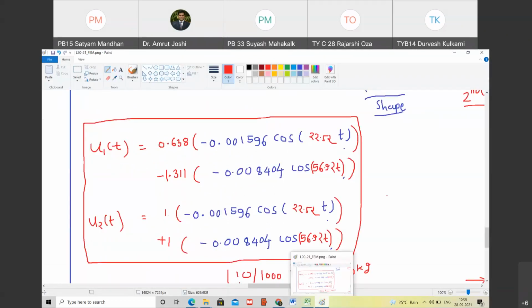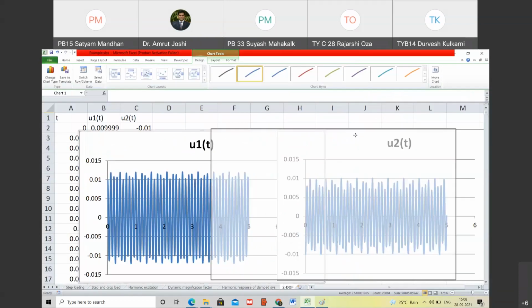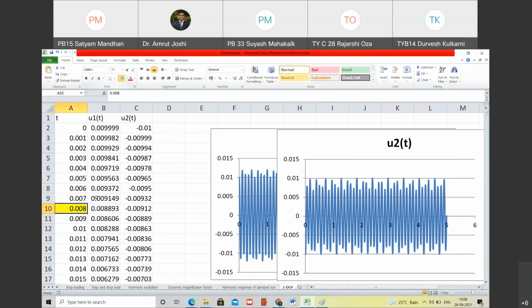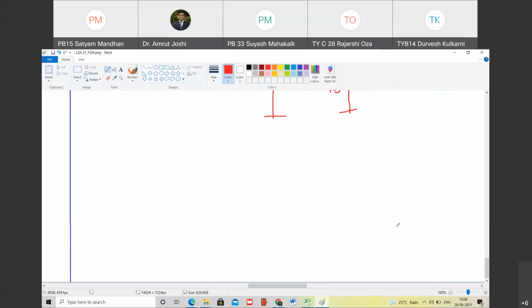Now, what I mean will be clear if we consider a particular instant of time. So let us do that exercise. Let me consider time instant 0.008. U1 in this case is 0.008893. Do you agree with me? And U2 is minus 0.000912. Happy? So let me try to plot that.